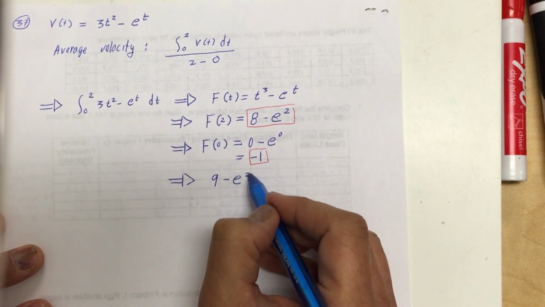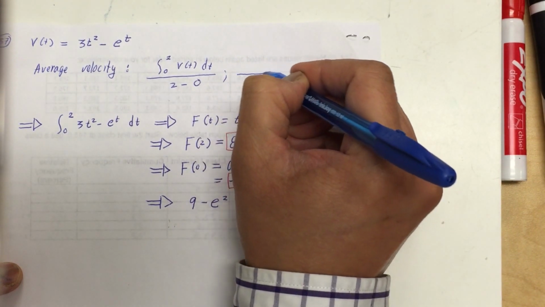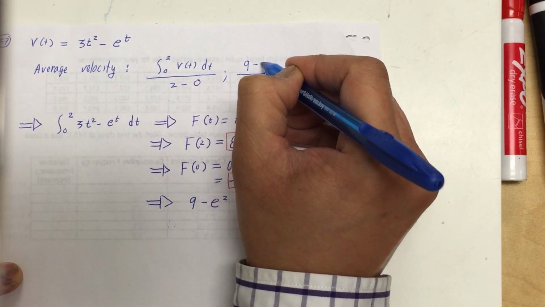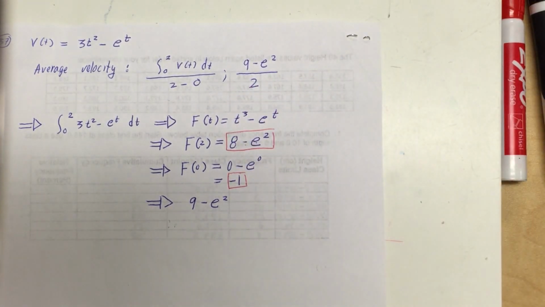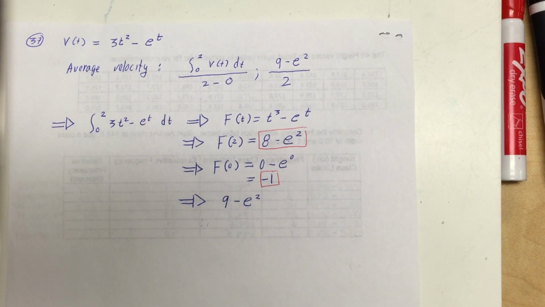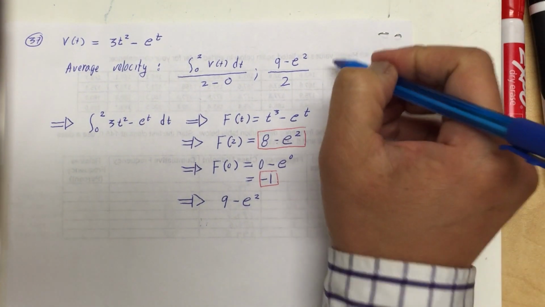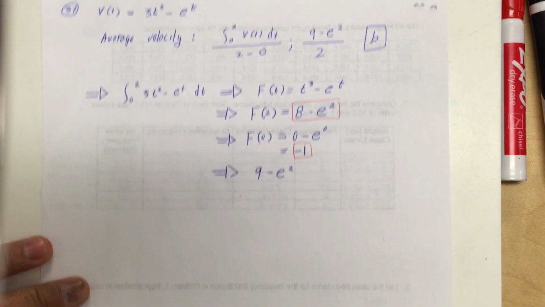So here's what we know. We know that this is that piece. So we go up here and we replace it with 9 minus e squared. And then this is just 2, and we're done. That's the average value. That's the best we can do without a calculator. So then, if we look carefully at our options, that would be option B. Okay? All right, let's do number 38.